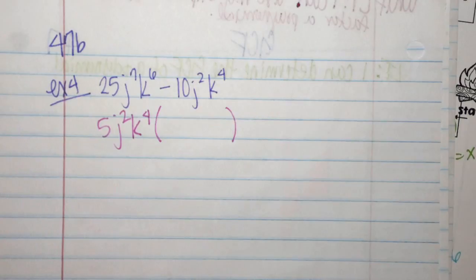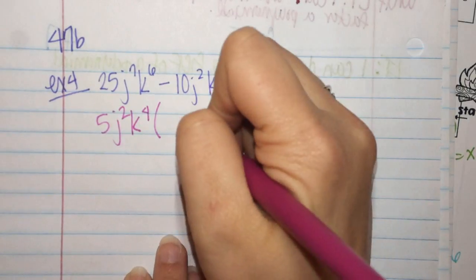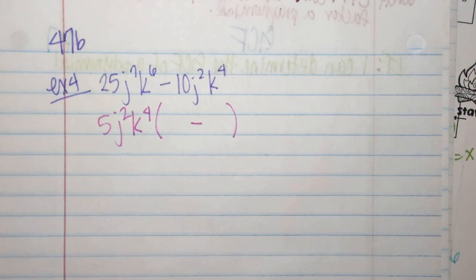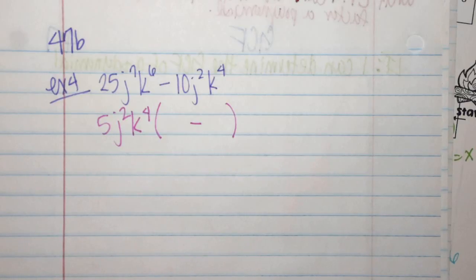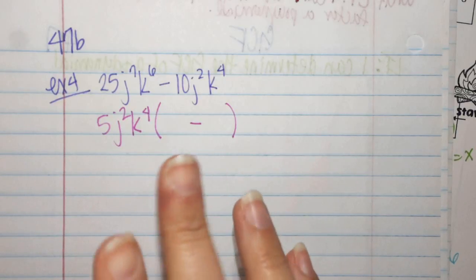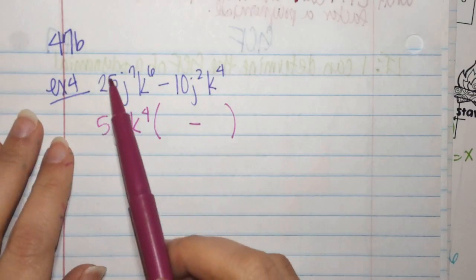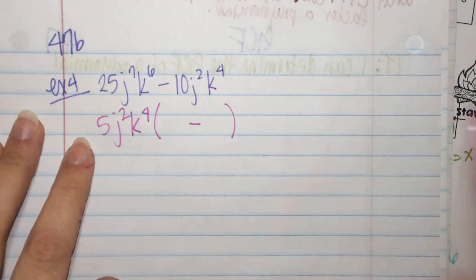Now, what is the third step? Divide. Are we going to have an addition or subtraction? Because it's a minus. Alright, now let's divide. Is everybody ready? Alright, everybody take a deep breath. Let it out. What's 25 divided by 5?